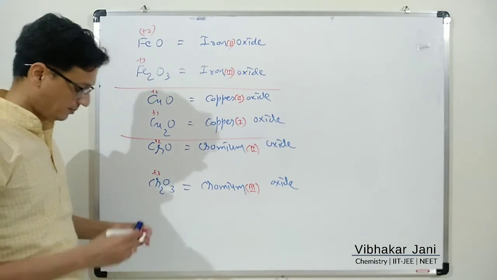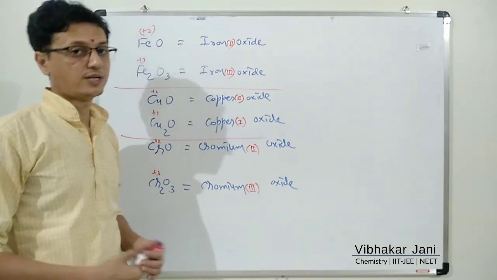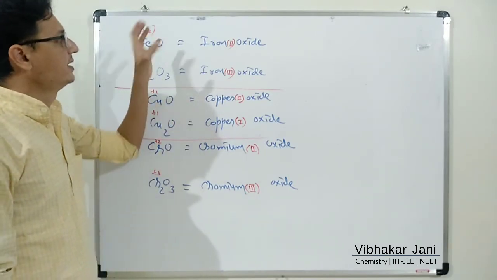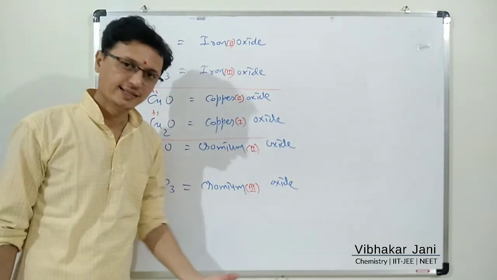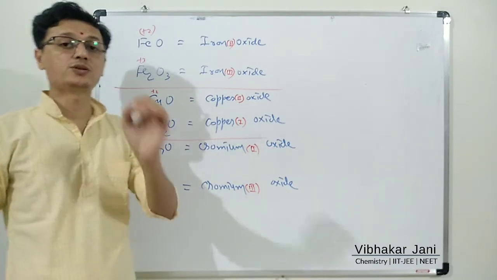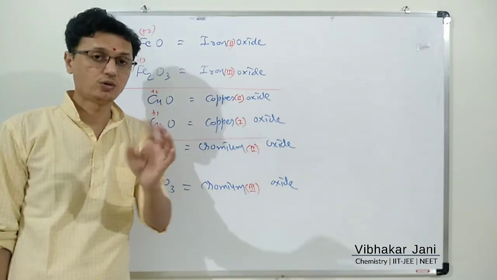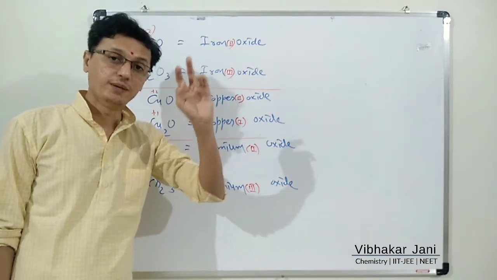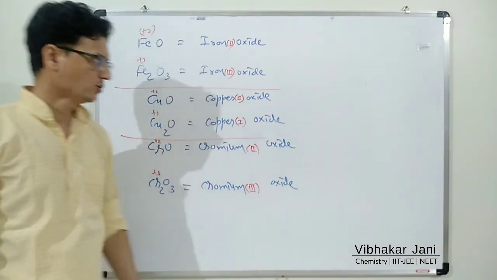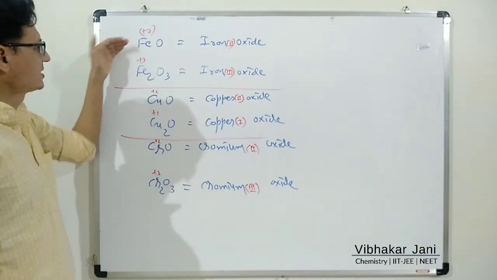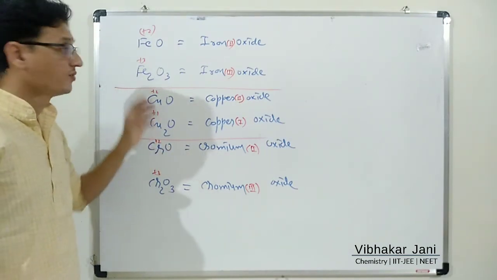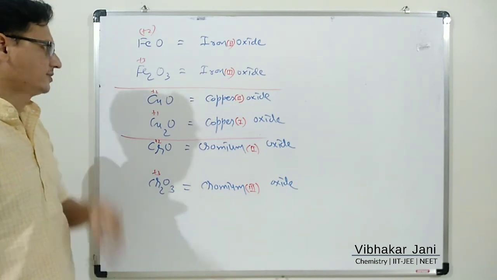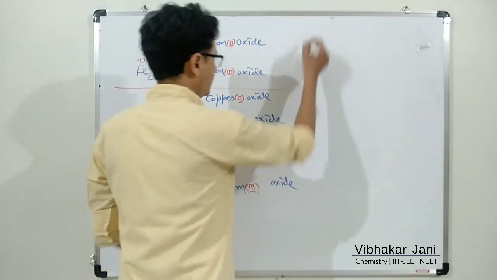So these are some examples which are written in Stock notation method. Stock notation method means if we write the name of any compound, then we have to mention the oxidation state of the metal or an element after the name of that element in brackets in Roman numerals. So one can identify which oxidation state of that element is in that compound. Let us see some more examples, then you will write it.